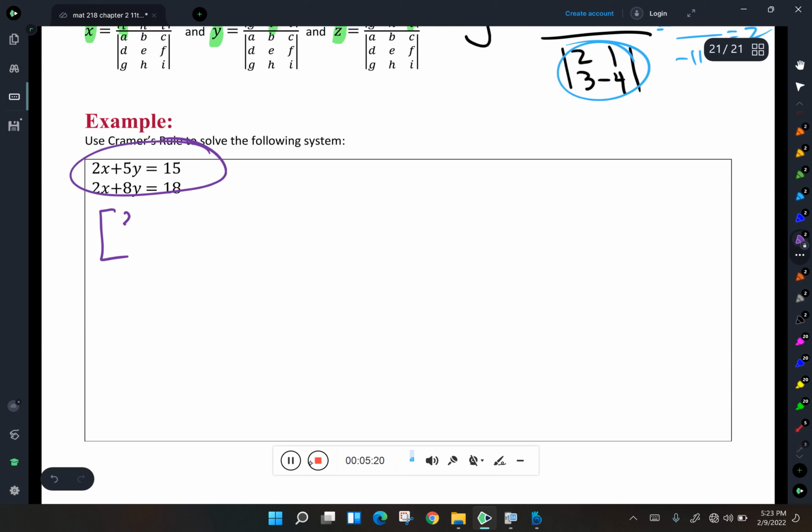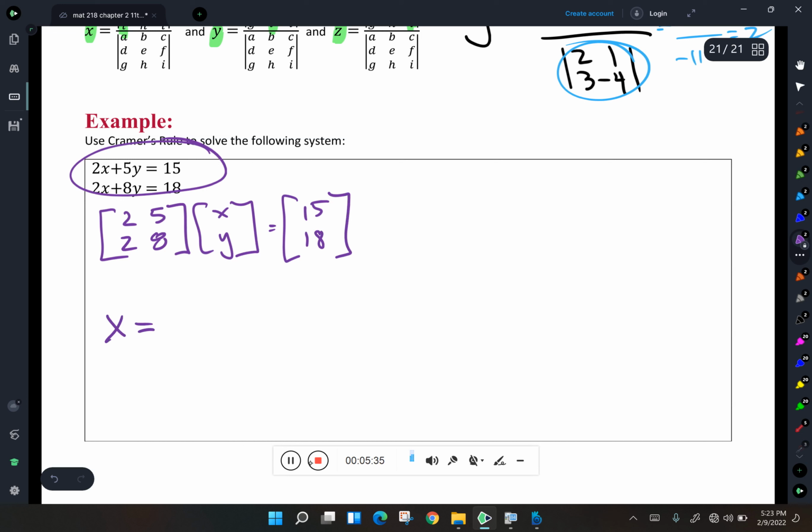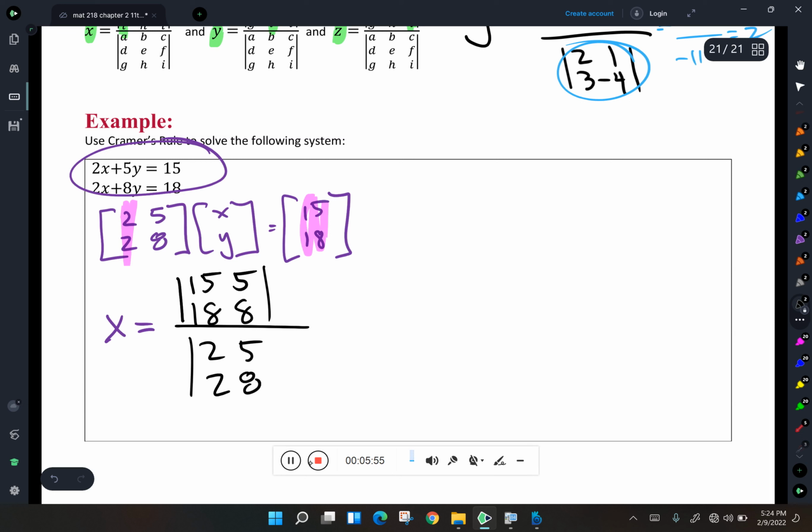My matrix equation would be 2, 5, 2, 8, times x, y, equals 15, 18. So then x is going to be, and for x, I'm going to replace the x with the constants. And so it is going to be the determinant of 15, 5, oops, not 8, 18, 8, over 2, 5, 2, 8.